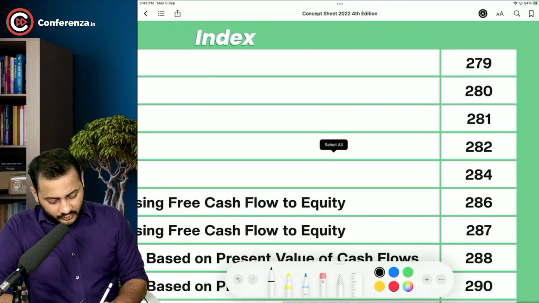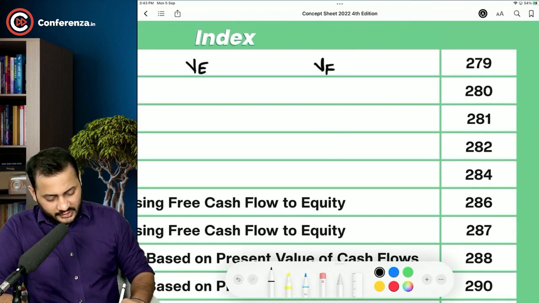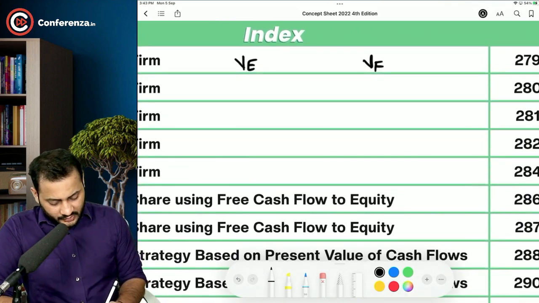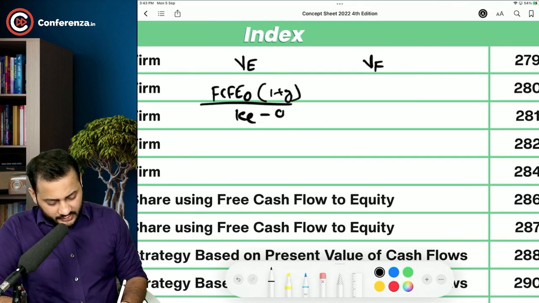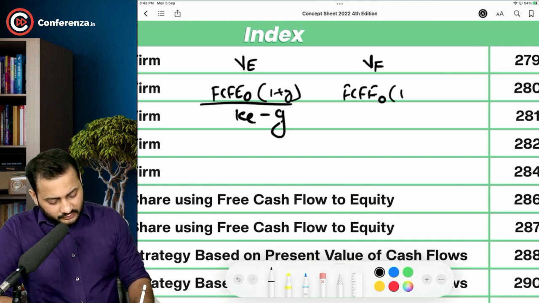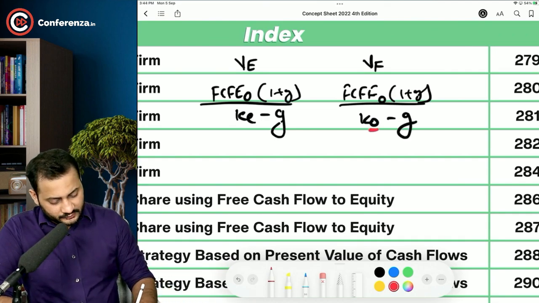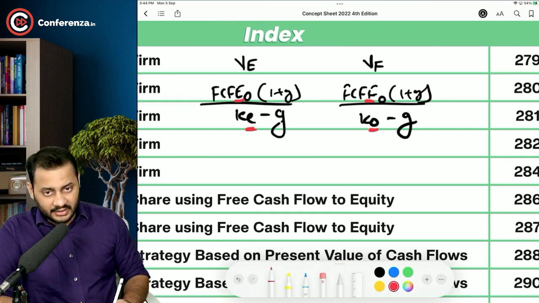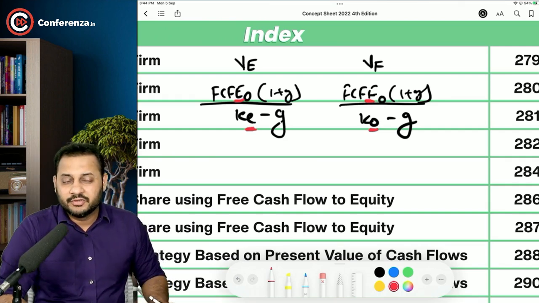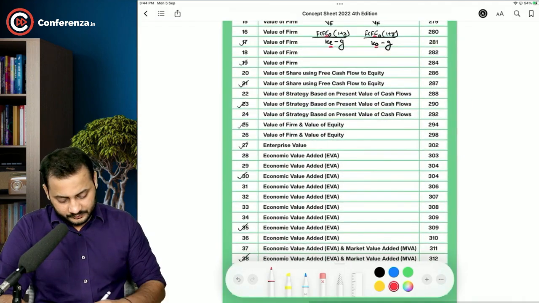If you want to calculate the value of equity, or the value of the entire firm, how does it differ? For equity it is free cash flow to equity times (1 plus growth), divided by cost of equity minus growth. In this case, for the firm, it is free cash flow to firm times (1 plus growth), divided by overall cost of capital minus growth. So these are a couple of things you need to be very careful about.